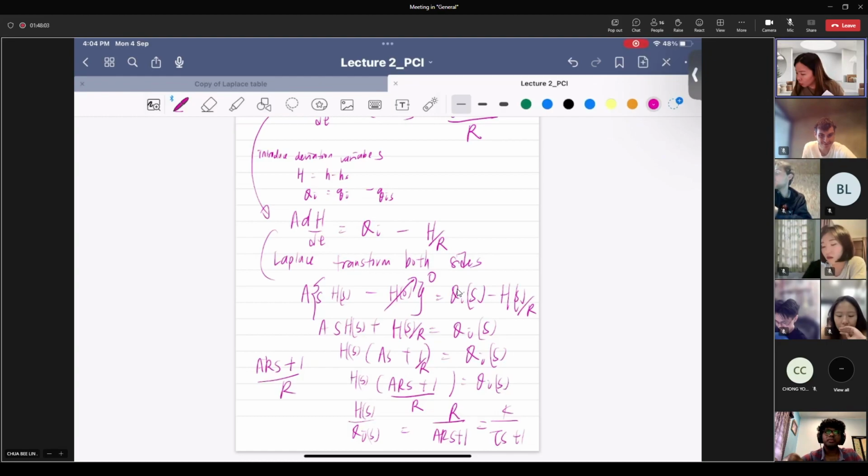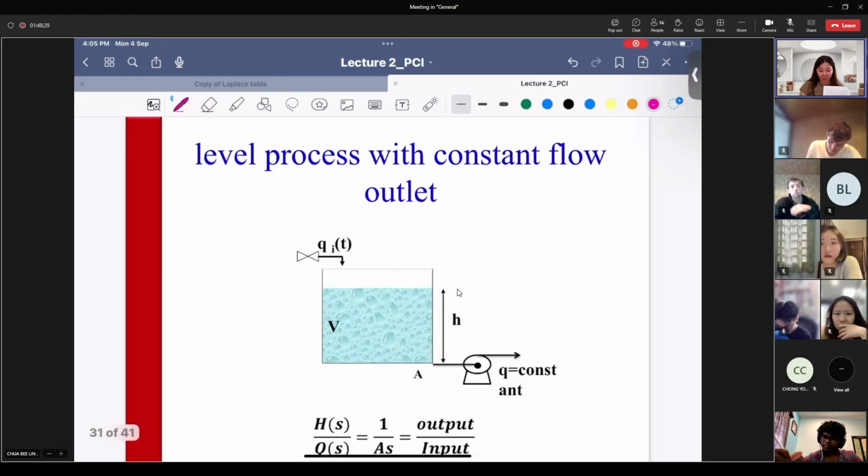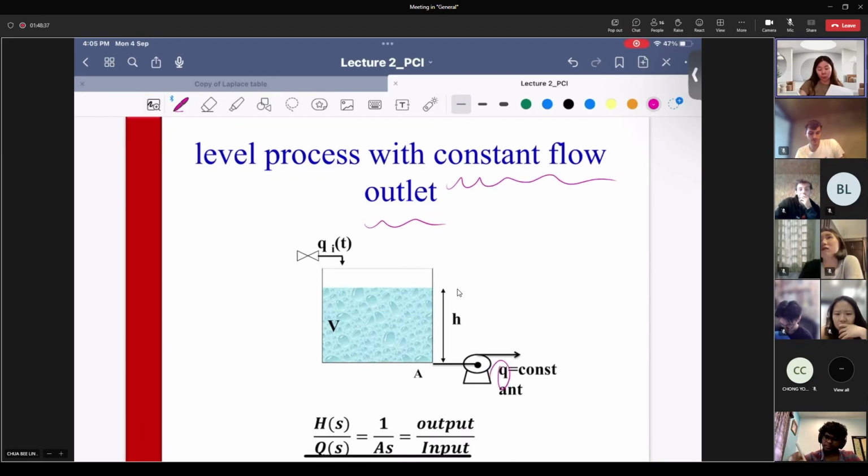So example 3, they have level process. So you can repeat the same one for different condition, which is this slide. Okay, I think this one I will share with you. Don't worry, it's just the same steps. A little bit of mistake over there. So what if it is a constant flow outlet, which means you have the same Q. Q is constant.